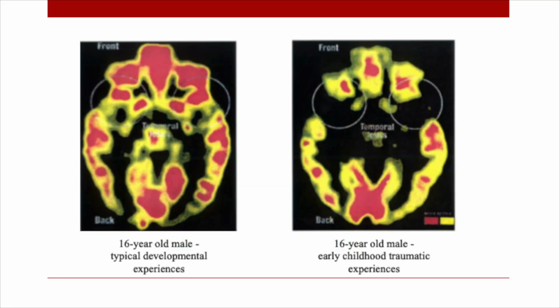These two MRIs are of 16-year-old males. The one on the left came from a safe and stable home. The youth on the right spent the first 18 months of his life in an Eastern European orphanage. Note the changes in the prefrontal cortex on top, the hippocampus in the center, and the amygdala on the bottom. What differences do you see?